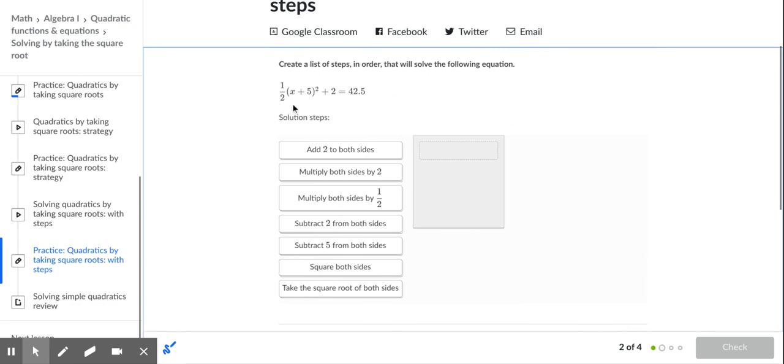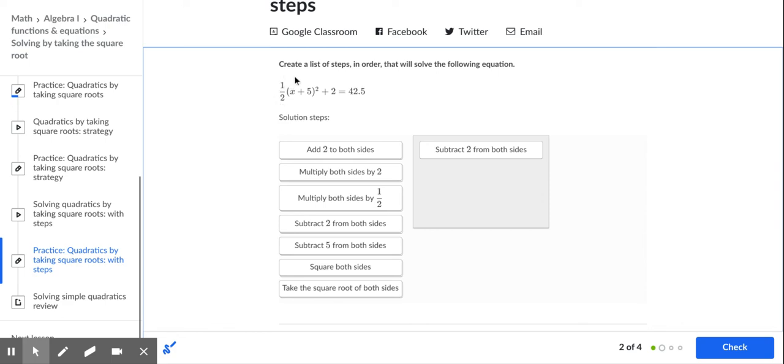And then this one's going to have a lot more steps, right? Because we have to get the x plus 5 squared by itself first before we can do anything else. So the first thing is always going to be to get rid of what's being added or subtracted. It's being added, so we need to subtract. So it gives you add, multiply, or subtract. So you need to know that you need to subtract that because it's being added.